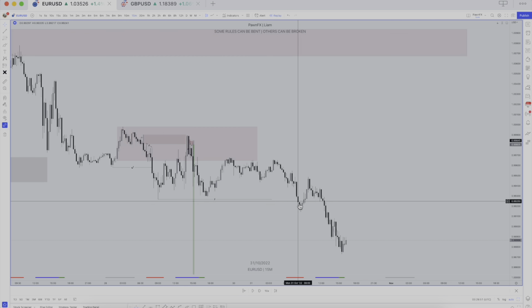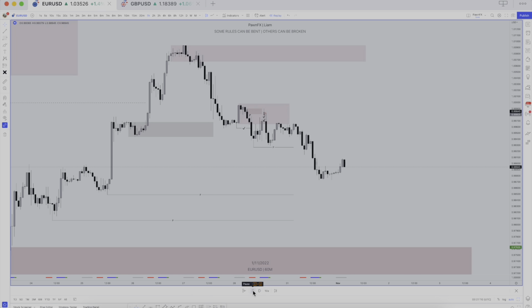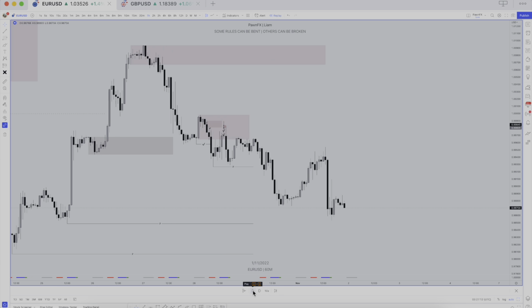We take out this low, we have a pullback, right? So if you're taking partials below this low, then this pullback happens. You're not really too worried about this, right? Because you've already taken partials, you've already taken some money off the table. Let's jump onto the hourly time frame, and then we'll just let this continue, and we can watch exactly the same thing happen right here, right? We're having this pullback, okay?